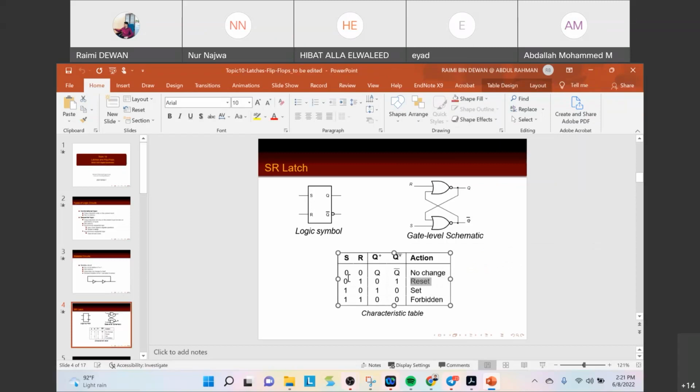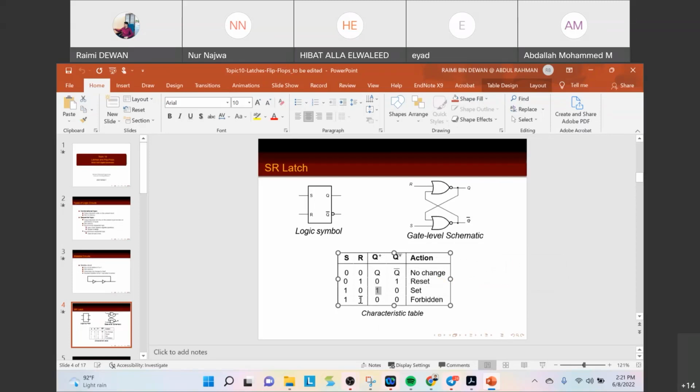Then the next one is the set function, where the set is activated and the reset is deactivated. What does set mean? It means we set the value to 1. So the future output Q plus will be 1, and of course the inversion Q bar is 0.